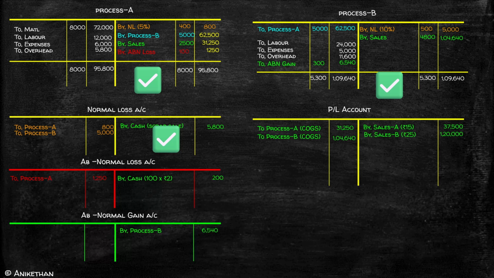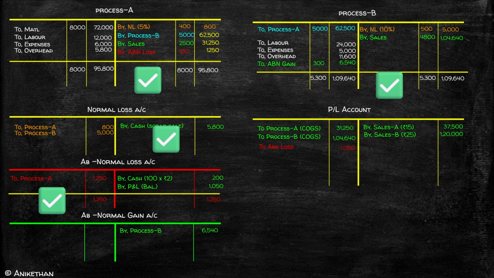Next, abnormal loss. Even though there is an abnormal loss of 100 units, I still get some scrap value for that. For process A it is 2 rupees per unit, so I get 200, which I recover from this loss. The balance goes to the P&L account. So the balancing figure to P&L is 1,050. Now the abnormal loss account is tallied. I have to paste the matching entry on the credit side of the P&L account, so 1,050 is posted to the P&L account. Now the abnormal loss account is completed.